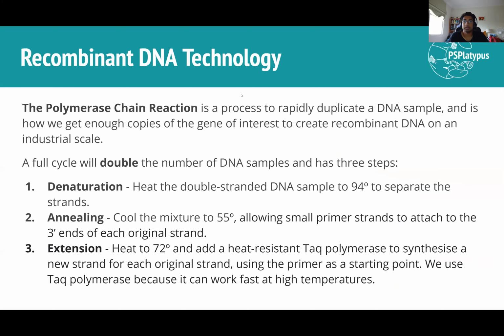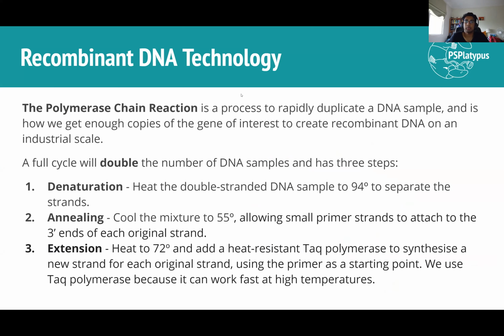Okie dokie. So there's another process that we need to talk about, which is basically, okay, we have a gene of interest that we need to get in. How do we actually get that gene of interest in significant quantities? Because we don't want just one gene of interest. We're going to want thousands of these, because we want to have thousands of cells. And so we use a process called the polymerase chain reaction. And this is basically, we double a DNA sample over and over again until we have a huge amount of it. So it's basically a three-step process, which we repeat again and again and again.